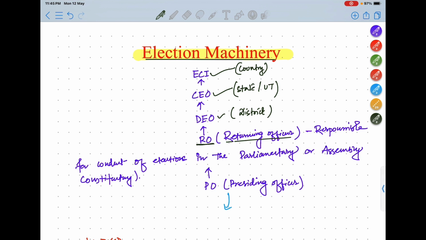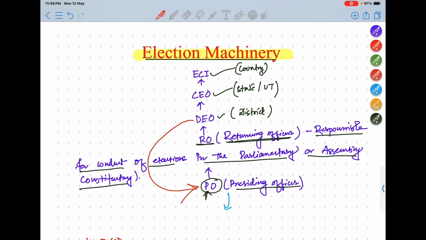Next is the RO, Returning Officer. This is a very important post. The returning officer is responsible for the conduct of elections in the parliamentary or assembly constituency. Below the returning officer is the PO, presiding officer. The presiding officer, with the assistance of polling officers, conducts the poll at a polling station. So in the exam, if they ask who conducts the election in the polling station, it is the presiding officer. The District Election Officer appoints the presiding officers and the polling officers.